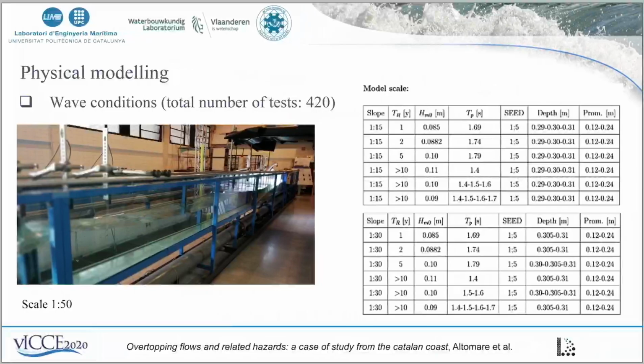We perform up to 420 tests, varying the return period, therefore wave height and wave period, but also water depth at the toe of the structure, promenade width, and phase seeding.